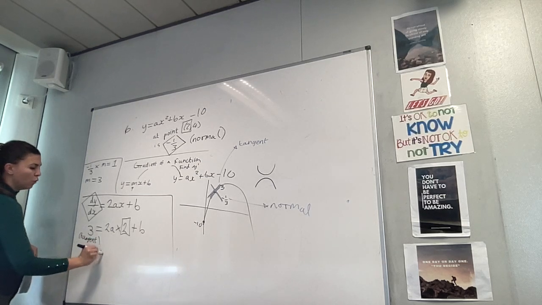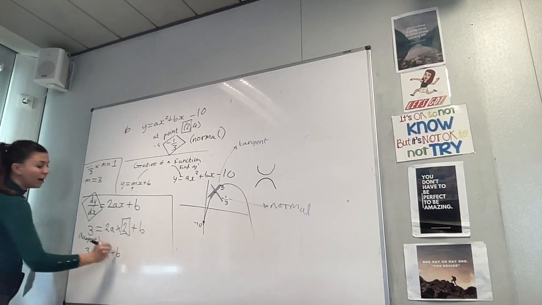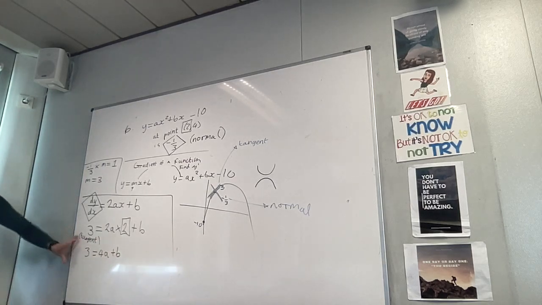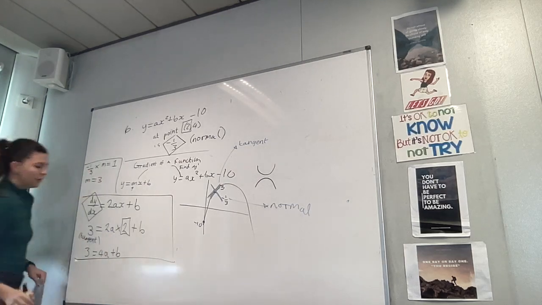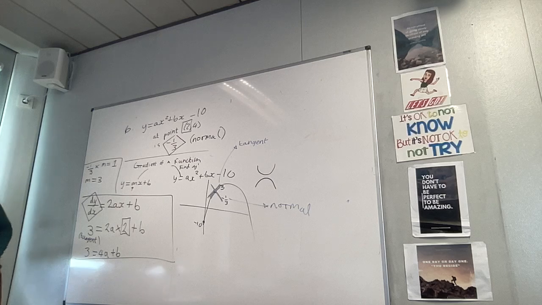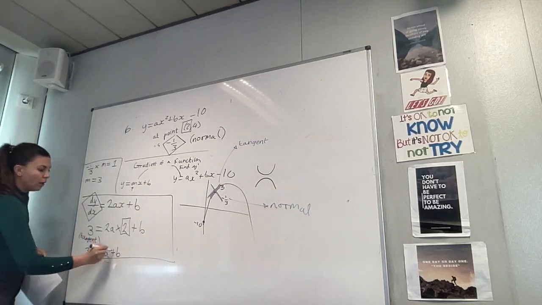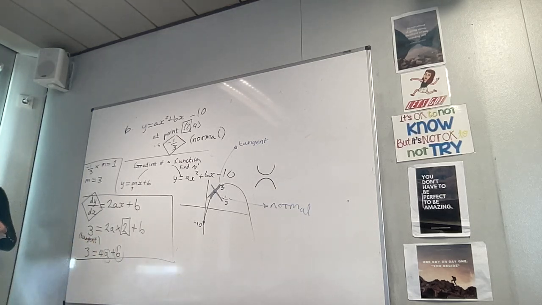3 equals 4a plus b. And from the mark scheme, I think that's correct. If you disagree with that, put your hand up at some point and we can put a correction for that. So now we have one equation. We're not very happy with the equation because we have 2 unknowns, so we have to set up a secondary equation to start solving it.